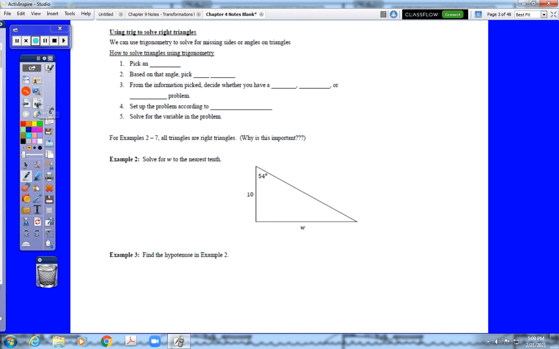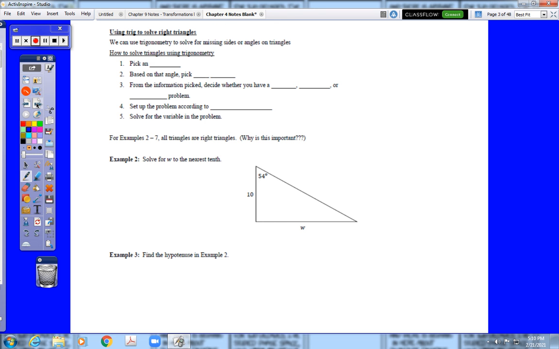Okay, so going on further than this, we can actually use trigonometry to solve any right triangle. We can find any missing side, any missing angle, if we know that the triangle is in fact a right triangle, if we know one of the angles and one of the sides, or if we know two of the sides, that would work as well. So the way that that works is that we need to go in and pick an angle to work with, because we need everything named based on that angle. Now then, based on that angle, we need to pick our trig function.